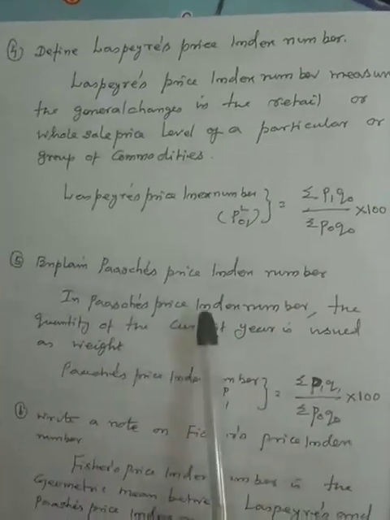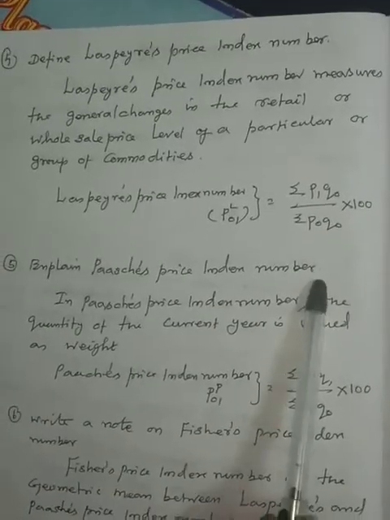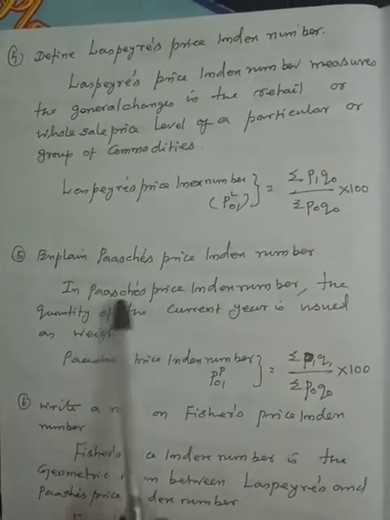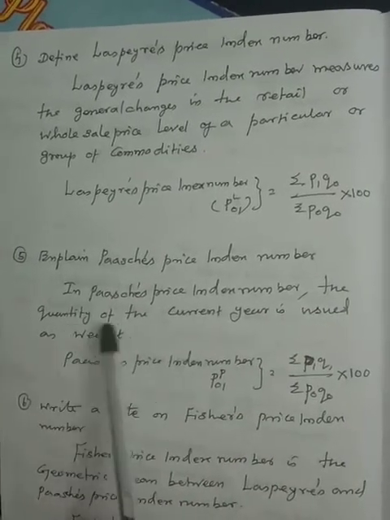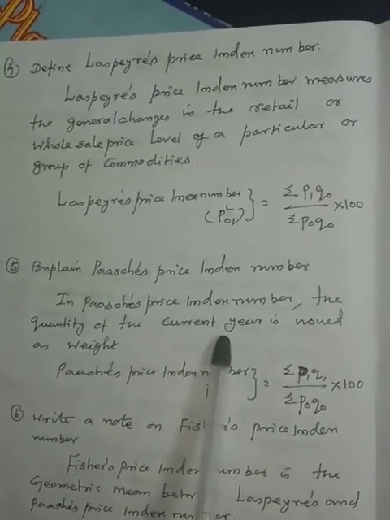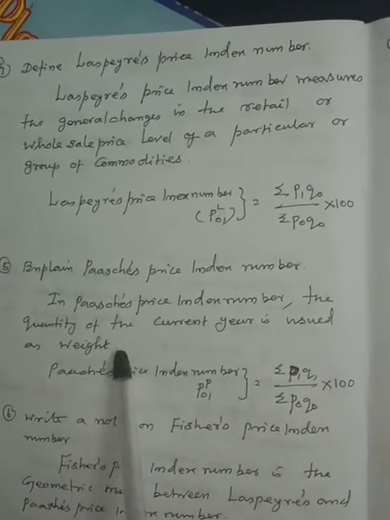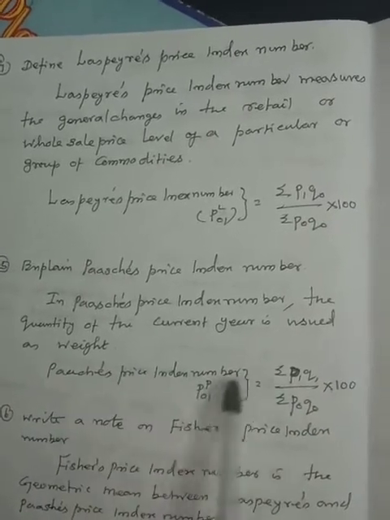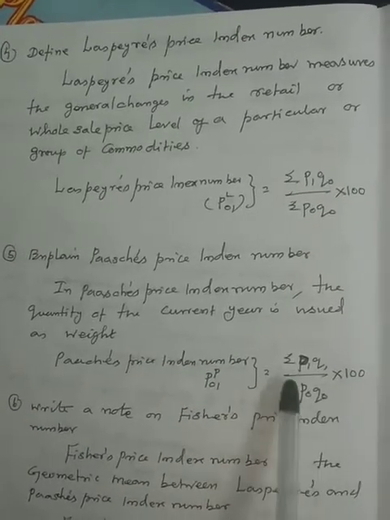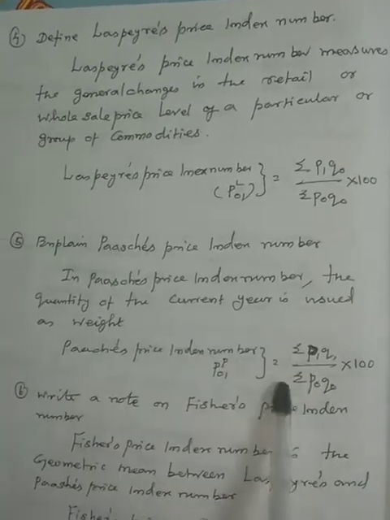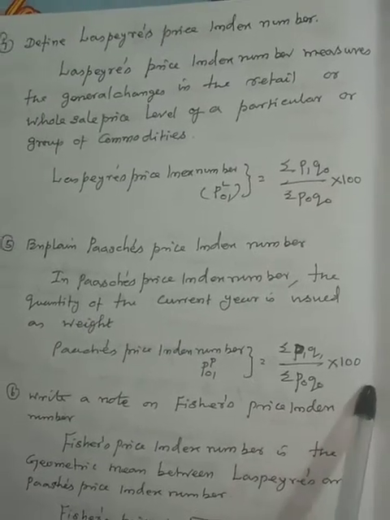Explain Paasche's price index number. In Paasche's price index number, the quantity of the current year is used as weight. Paasche's price index number P01 is equal to sum of P1Q1 divided by sum of P0Q0 into 100.